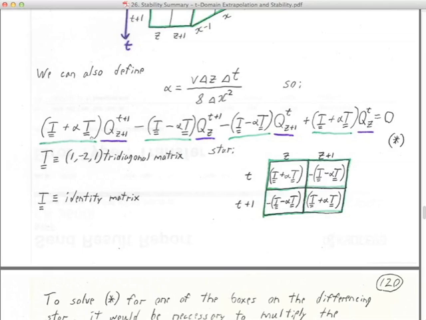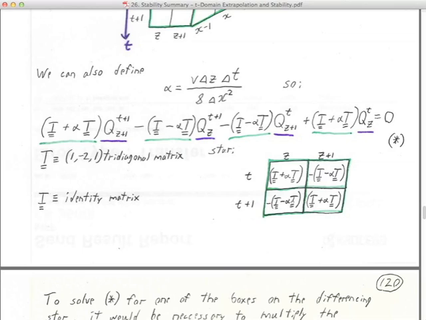So we have I plus alpha t, minus I minus alpha t operating on the q vector at t plus 1 and z, minus I minus alpha t again operating on q at t and z plus 1, plus I plus alpha t operating on the vector q at t and z. So you can see there's a certain symmetry here. There is a little bit of simplicity, at least, where despite the three-dimensional nature of this numerical calculation, we have the same matrix on q at t and z and q at t plus 1 and z plus 1.